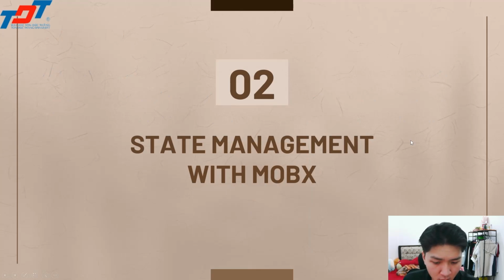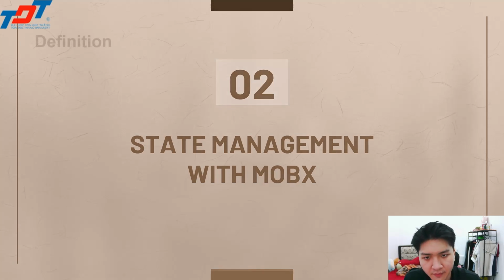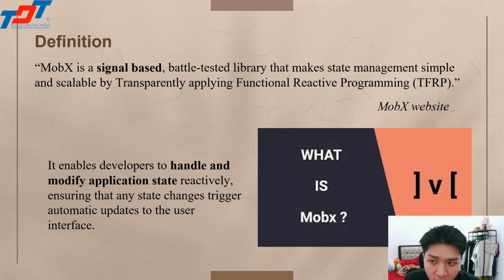And the next thing we're gonna discuss is state management with MobX. So we can go through the definition. MobX is a signal-based, battle-tested library that makes state management simple and scalable by transparently applying functional reactive programming (TFRP). That is according to the MobX website. You can find it on the MobX website.